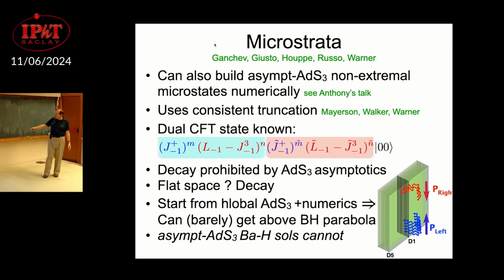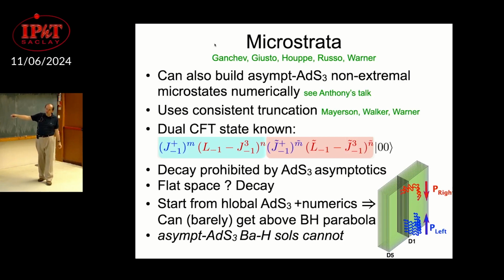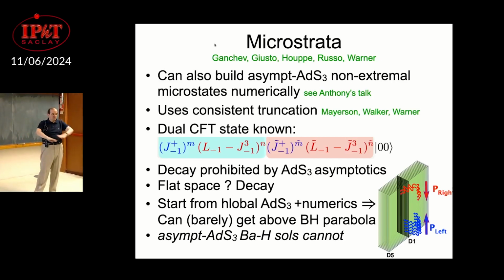So those are some non-extremal microstates. They are dual to this particular combination of CFT operators. So you see an L-1 and you see an L-1 tilde. So they're actually non-supersymmetric. They have right movers and left movers. You can do them numerically. You can barely get them above the black hole parabola, because you begin from the NS ground state and then you build them, and it's very hard to get them above the black hole parabola.